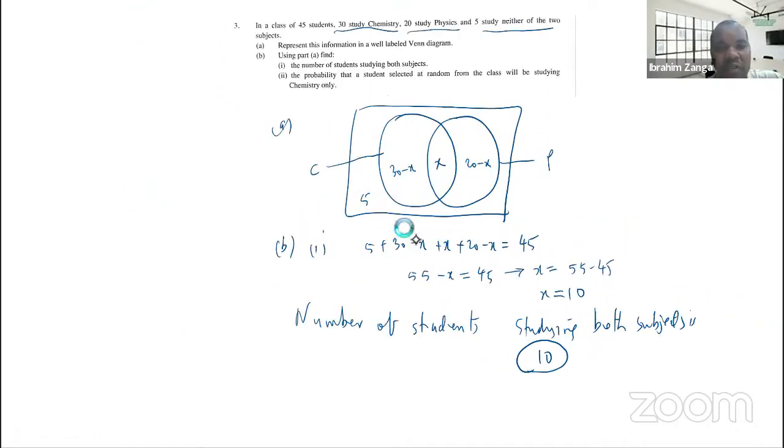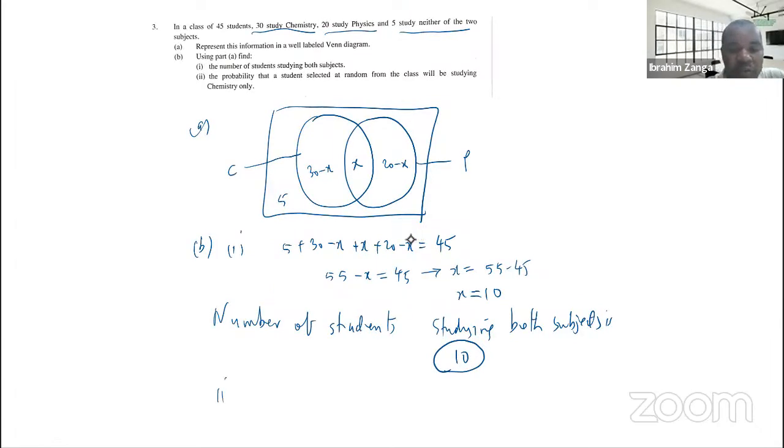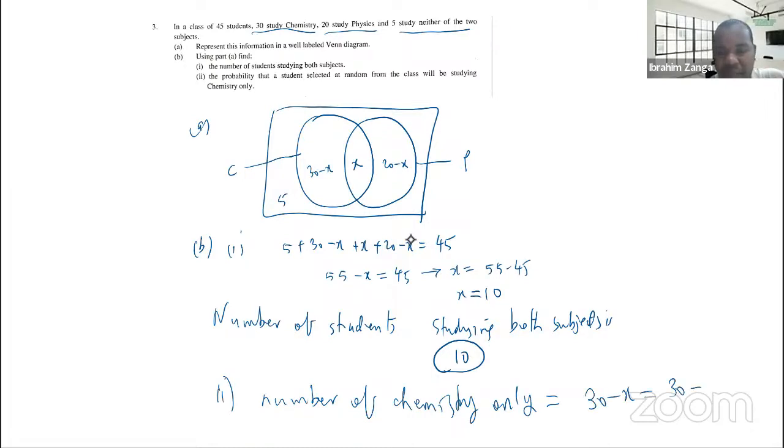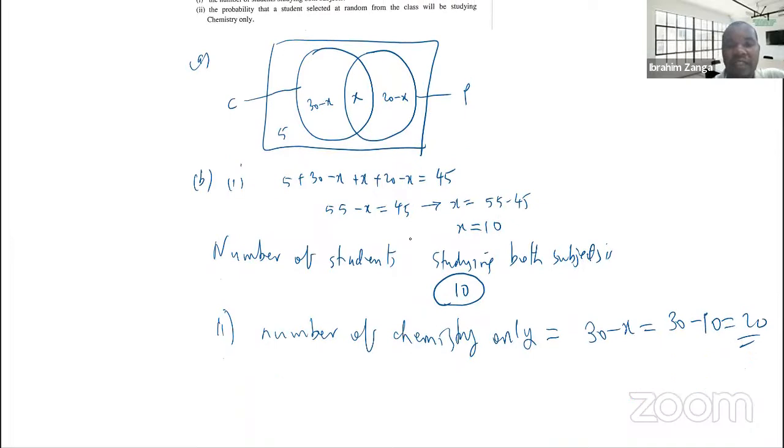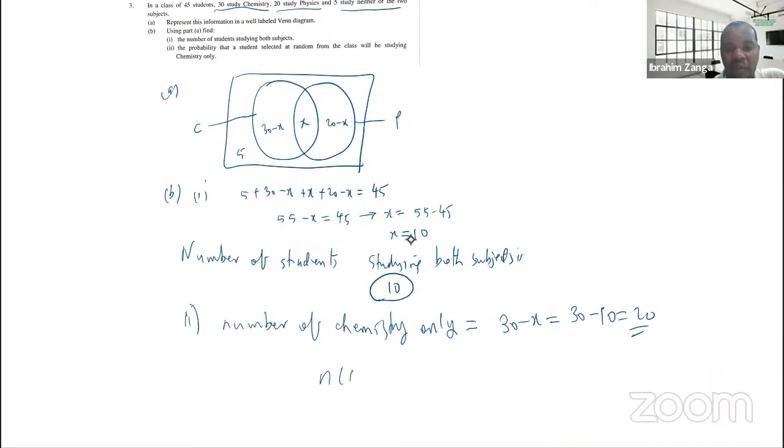Now coming to part 2, B Roman 2, find the probability that the student selected at random from the class will be studying chemistry only. So first of all, we have to find number of chemistry only. Students who study chemistry only will be 30 minus X, 30 minus 10, you get 20. So from here, dear students, you can see that number of event for our case is going to be 20. Number of sample space is 45.